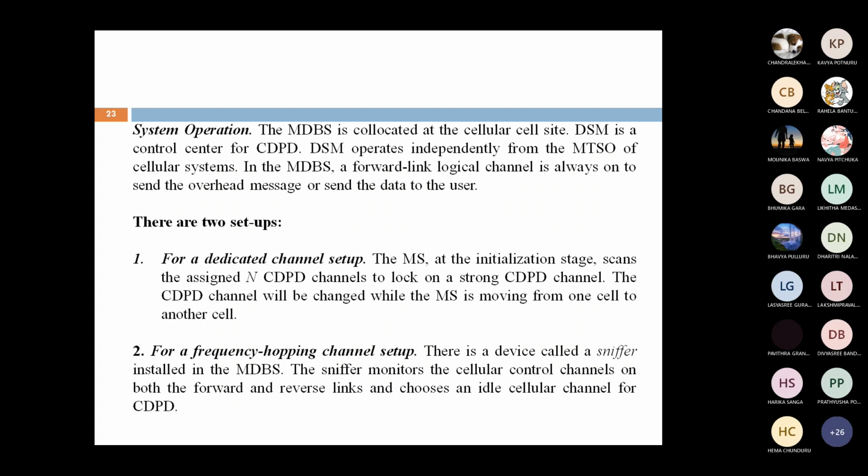Two steps are required for the operation of CDPD. The first is dedicated channel setup. Once your mobile unit is initialized, it scans for CDPD channels. Which one is the better CDPD channel? We have to lock onto the strongest CDPD channel. Once we receive a strong CDPD channel, we go for frequency hopping channel setup. This is done by the sniffer. The sniffer monitors the control channels and voice channels to see whether they are idle, and if idle, automatically transmits the data.